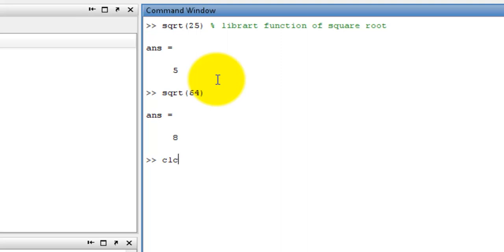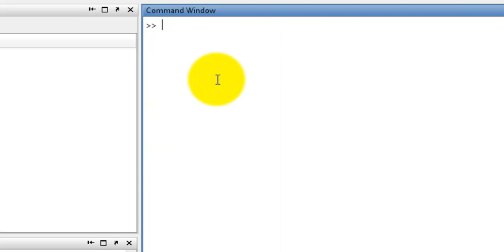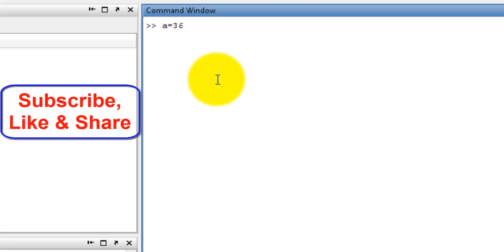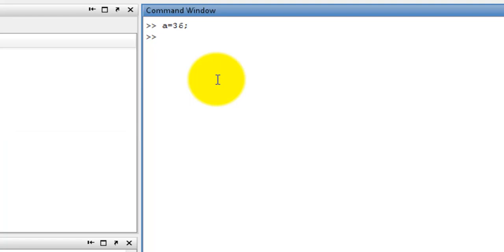CLC, clear. If A equal to 36 semicolon, enter, then SQRT within bracket A, first bracket, enter. 6. Okay.